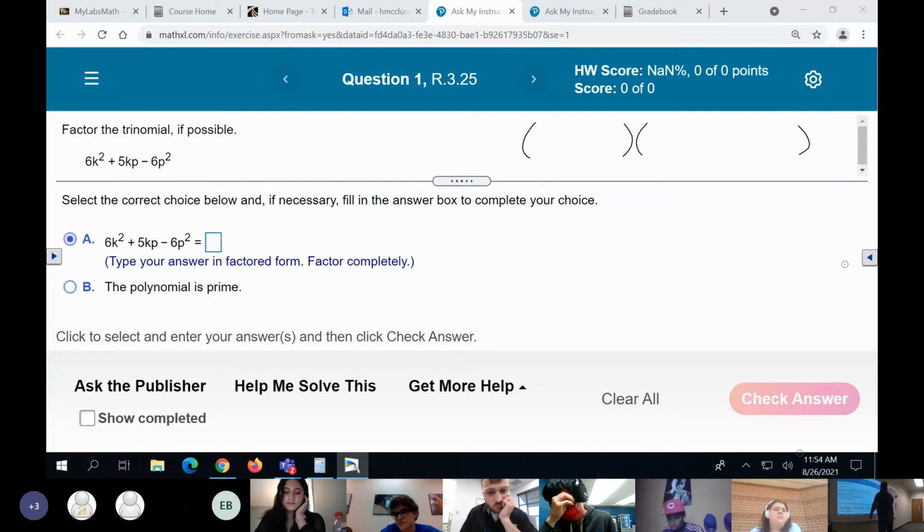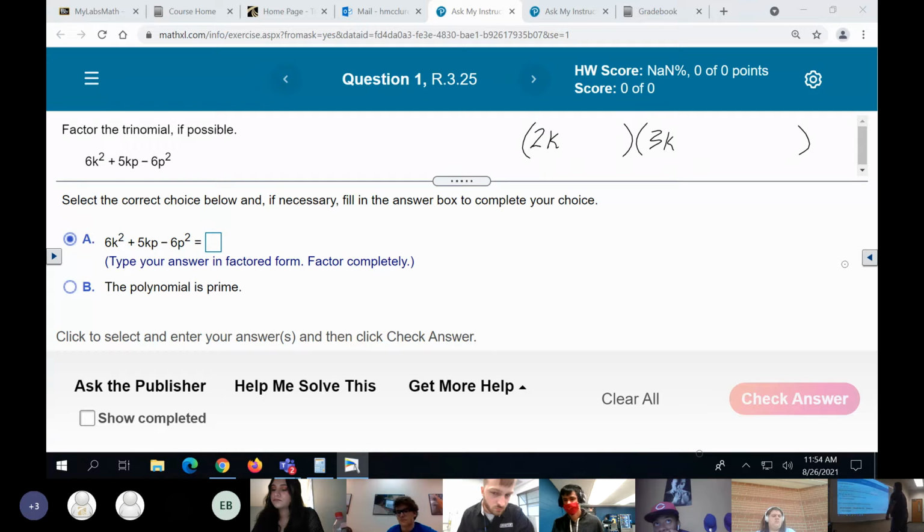Let's go with 2. Oh, okay, I know what I didn't do. 2 and 3, 2P or 2K and 3K. There we go. I didn't do it with the other. I might have, I can't remember.